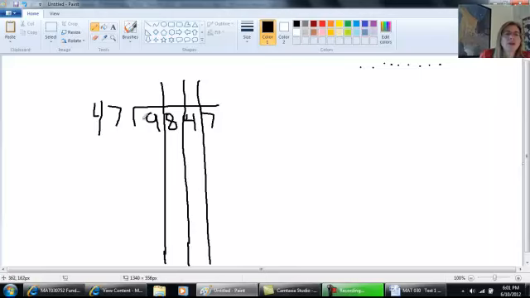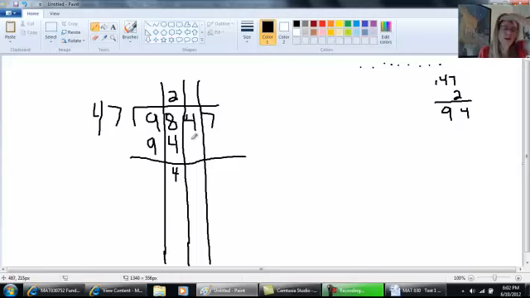Does 47 go into 98? Yes, we know it goes in there once, but let's look at 47 times 2. 47 times 2 is 94, and there's 98. So we can go in twice. 2 times 47 is 94, and then subtracting 94 from 98, 8 minus 4 is 4. Okay, all right, so we're going to bring down this 4. Does 47 go into 44? No, it doesn't. So we have to put a 0 there.